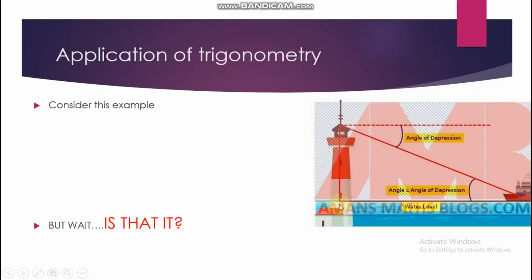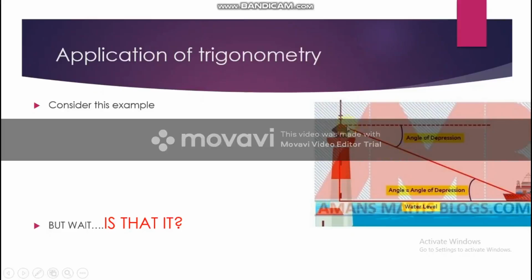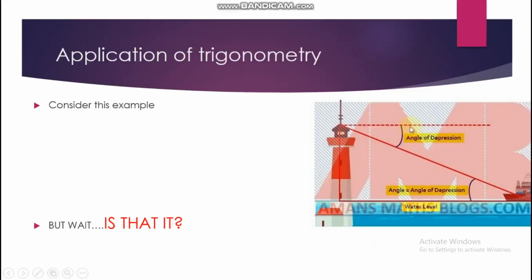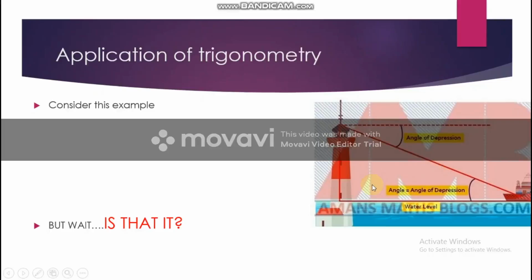So if I know this distance, I mean the distance from the lighthouse to the ship, and if I know the height of the lighthouse, then I can easily determine this distance by applying Pythagoras theorem. In most cases, you would never know the distance from the lighthouse to the ship. So what you need is just the angle made by the light beam with the horizontal, which is called the angle of depression. If you know this angle, it will be very easy for you to calculate the distance.